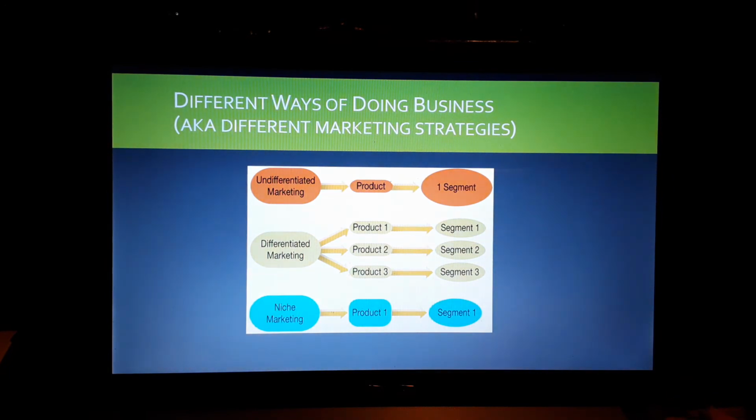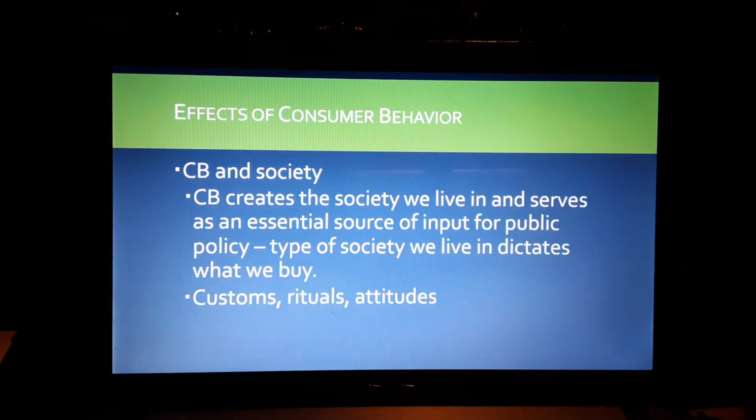One could argue that, say, Whole Foods would be niche marketing, that they're going after a larger segment of a smaller portion of the population that's interested in certain types of foods. So, what are the effects of consumer behavior in society? We talked about this a little bit before in terms of anthropology and sociology. So, what is it that the products that we buy say about our society? And in reverse of that, the products that we buy influence society.